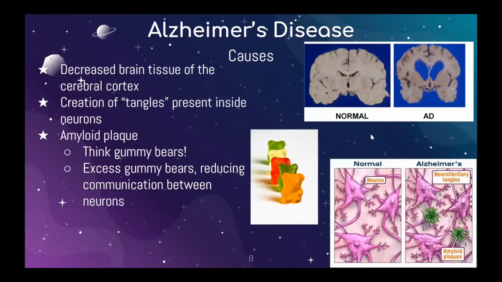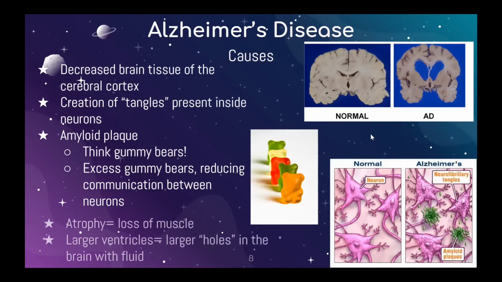Amyloid plaque is something that can be considered a gummy bear. Gummy bears are sticky, chewy, and most importantly, they can prevent things from going inside or through them. And if you think about it, if there are many gummy bears that are reducing communication between two things, then one person cannot communicate with the other, which is similar with neurons, as these two neurons can't communicate because there are so many gummy bears in between them.